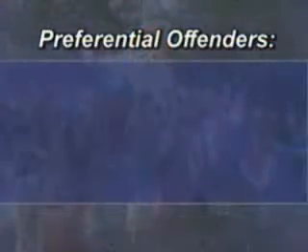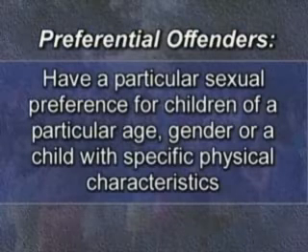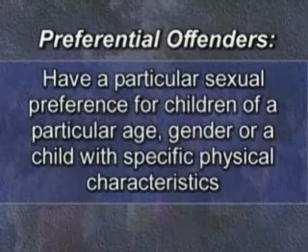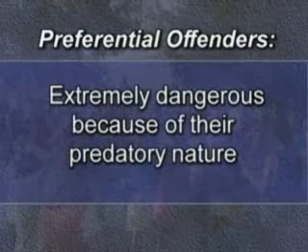There are two types of child molesters: preferential offenders and situational offenders. Preferential offenders have a particular sexual preference for children of a particular age, gender, or a child with specific physical characteristics. Extremely dangerous because of their predatory nature.